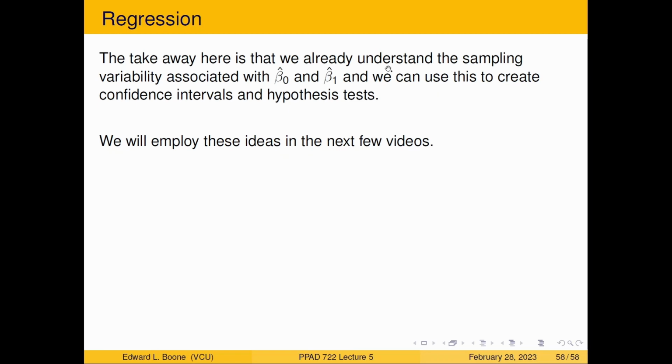All right, so takeaway. We already understand the sampling variability associated with beta 0 hat and beta 1 hat. Okay, we already know this, and we can use this to make hypothesis tests and confidence intervals. And that's what's been programmed into your software, and that's what we're going to do in the next few videos. So what we're going to do is look at a data set that has to do with people's coffee intake and the amount of anxiety they have. So we'll do that next, and I'll see you in the next video.